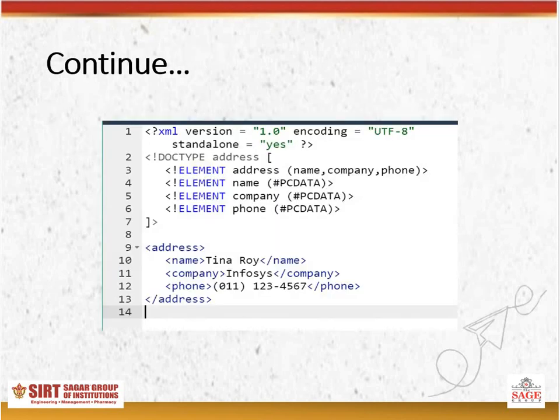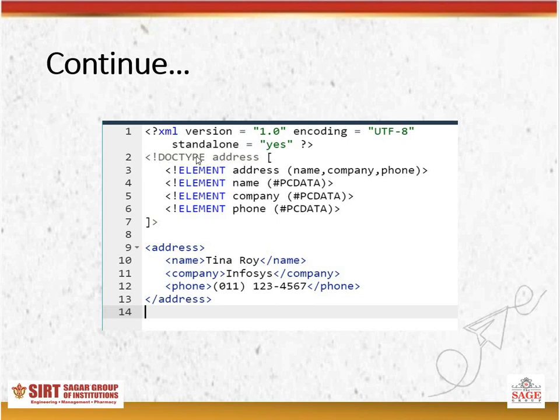So this is an example where an internal DTD is shown. Here you can see it specifies the XML version, which is 1.0, then the encoding. Then this standalone attribute is set to yes, and it tells the user that the DTD is specified in this particular document only.